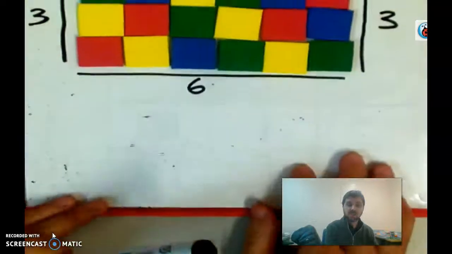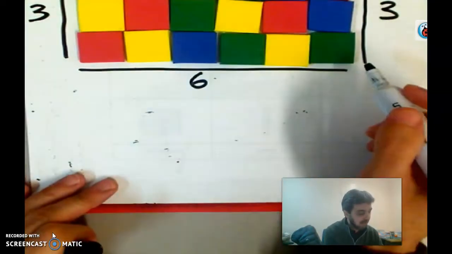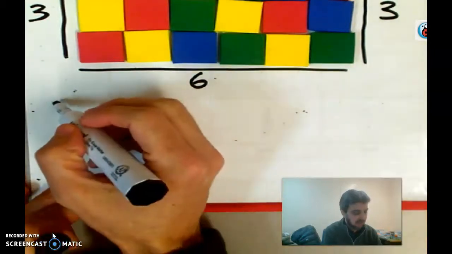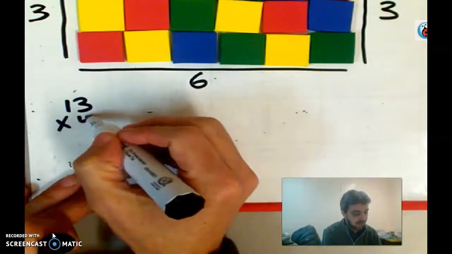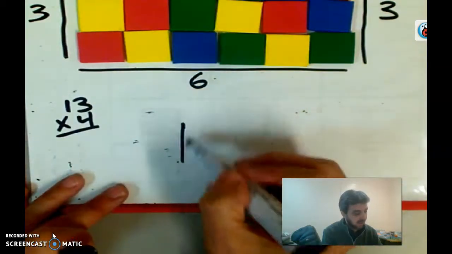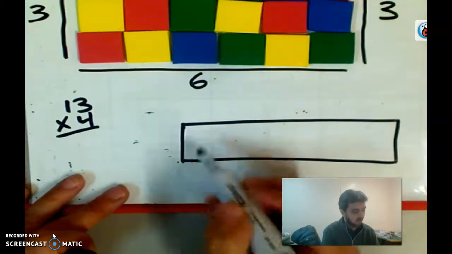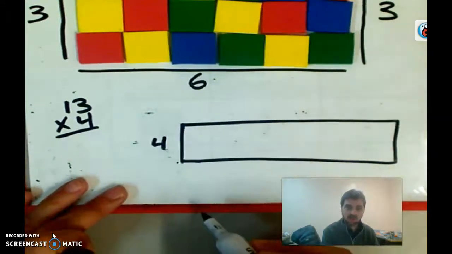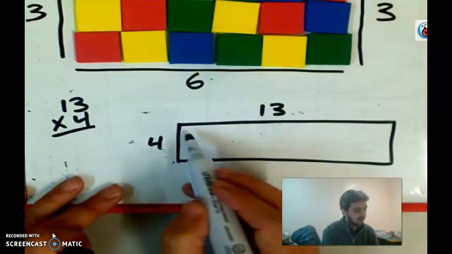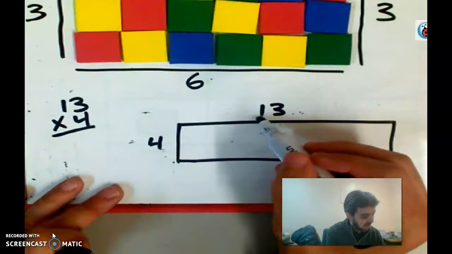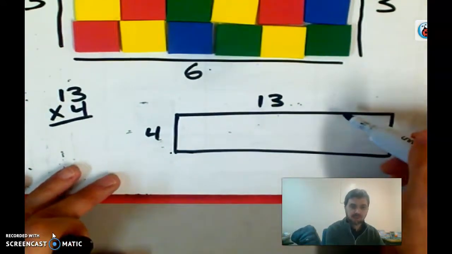The other way that you have seen area is, of course, when you multiply, right? So let's take a simple problem like 13 times 4. The way you've seen it is, if your width is, let's say, 4, and this is 13, we break up the 13 by place value into the tens place, which is 10. Can you see that? Okay.